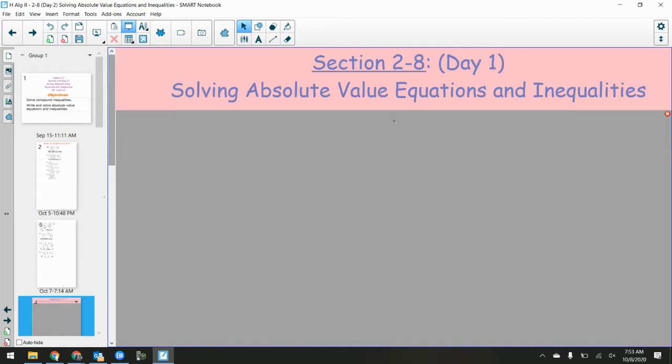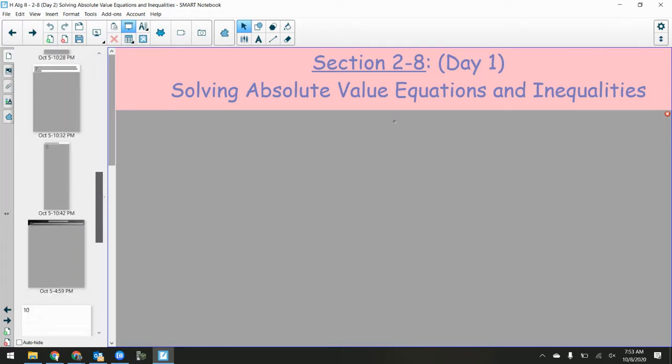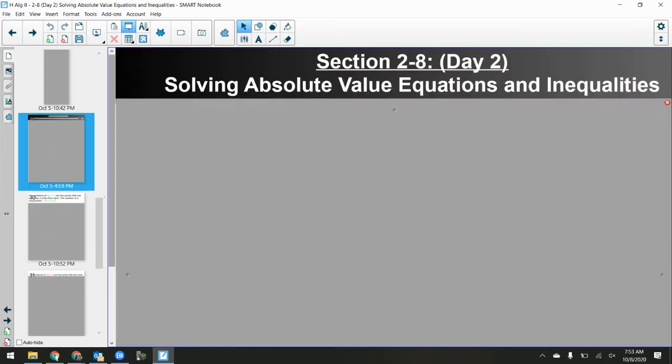Okay, section 2.8, day 2. This should be day 2. Oh, that's right. One year I had to teach it all in one day, so we just did. I just had one sentence. But this is section 2.8, day 2: solving absolute value equations and inequalities.